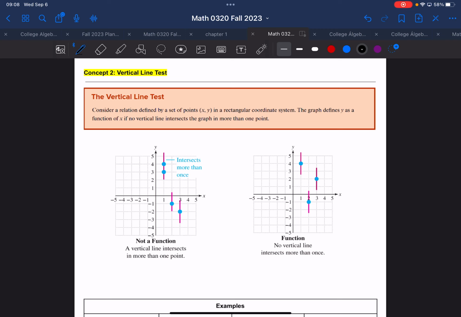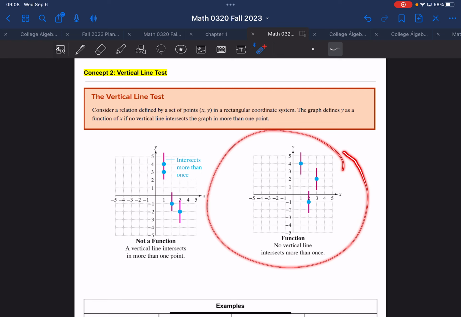So all we're doing is we're going to be drawing a bunch of vertical lines, and if that vertical line passes through more than one point, so for example right here, how it passes through those 2 points, then we say it does not pass the vertical line test, so it is not a function. Okay, so it has to pass the vertical line test in order to be a function. So if we look at this example over here, notice when they draw these vertical lines, that no matter what, they're only passing through one point in the function.